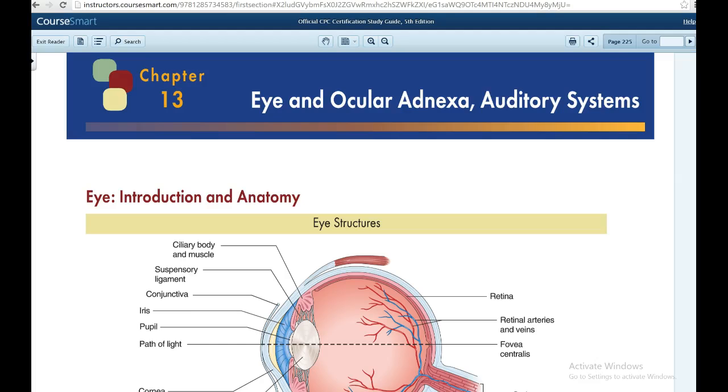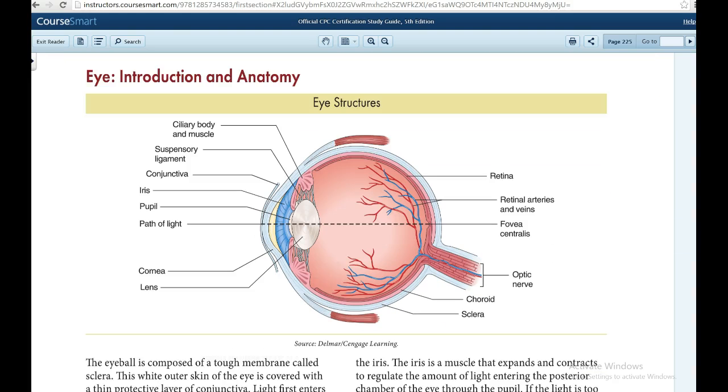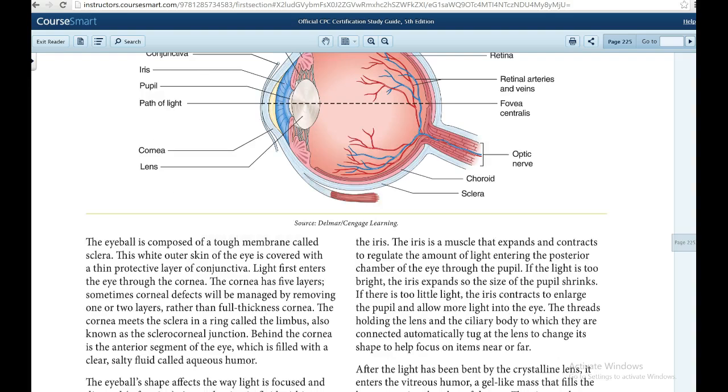Okay, class. We are now in chapter 13, the eye and ocular adnexa and auditory systems. Now we're going to be talking about the eye and ear. This is the structure of your eye. Good diagram. It lets you see the different structures of your eye.